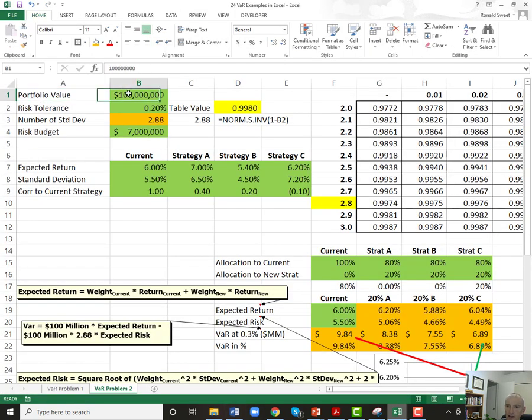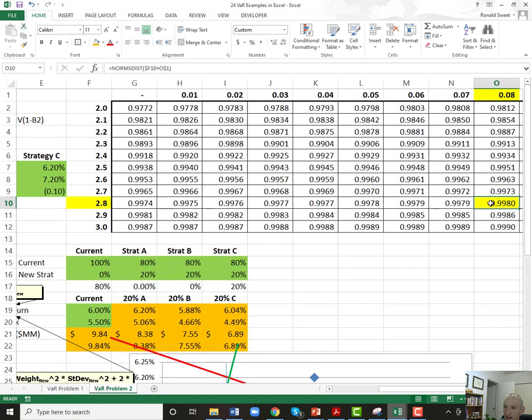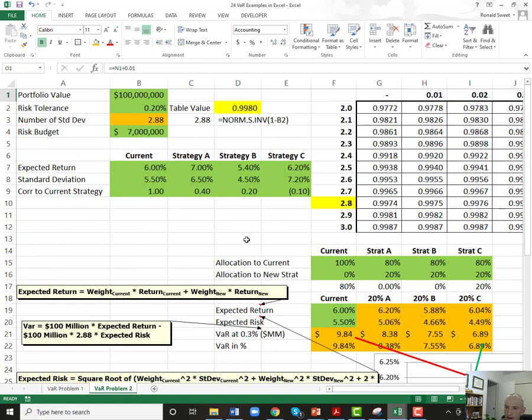So here's the Excel. I gave you the 100 million. I gave you the risk tolerance. I gave you the risk budget. I gave you all these returns and risk. Remember, for this number of standard deviations, we find not 0.2 in the table, but 1 minus 0.2, so 0.998. There's 0.998, so that's a 2.88 sigma event.